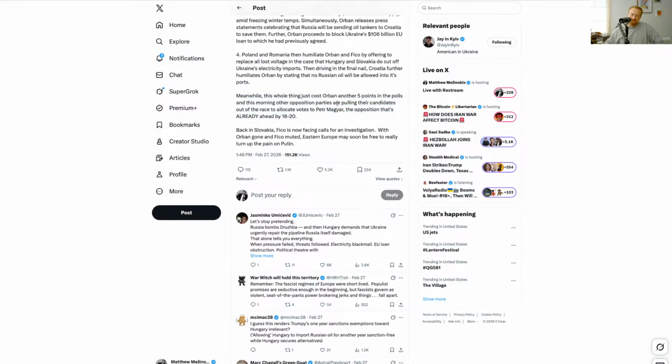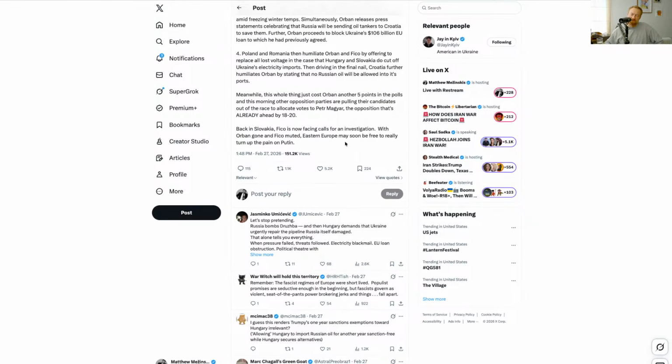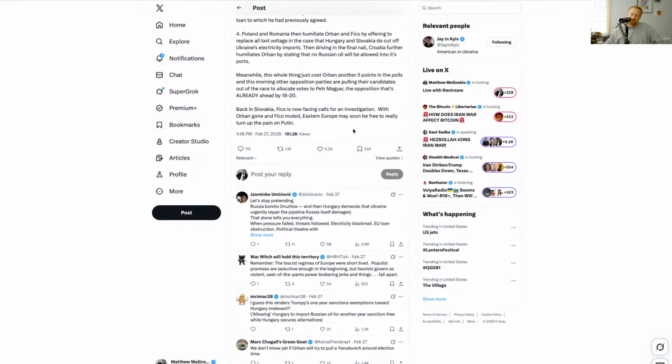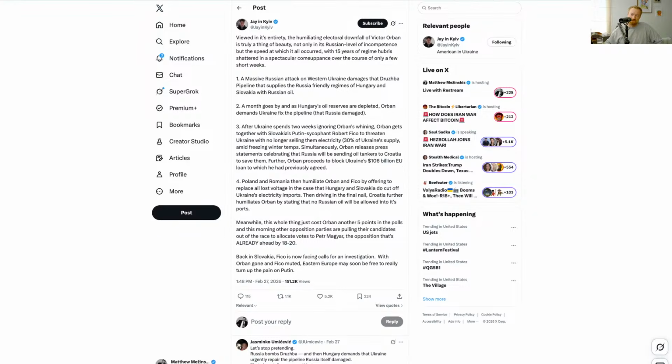Meanwhile, this whole thing just cost Orbán another 5 points in the polls, and this morning other opposition parties are pulling their candidates out of the race to allocate votes to Peter Magyar, the opposition that's already ahead by 18 to 20 points. Back in Slovakia, Fico is now facing calls for an investigation. With Orbán gone and Fico muted, Eastern Europe may soon be free to really turn up the pain on Putin. Obviously, this is the ideal scenario. He's talking like it's going to happen. I certainly don't think it's going to happen, not without contest.